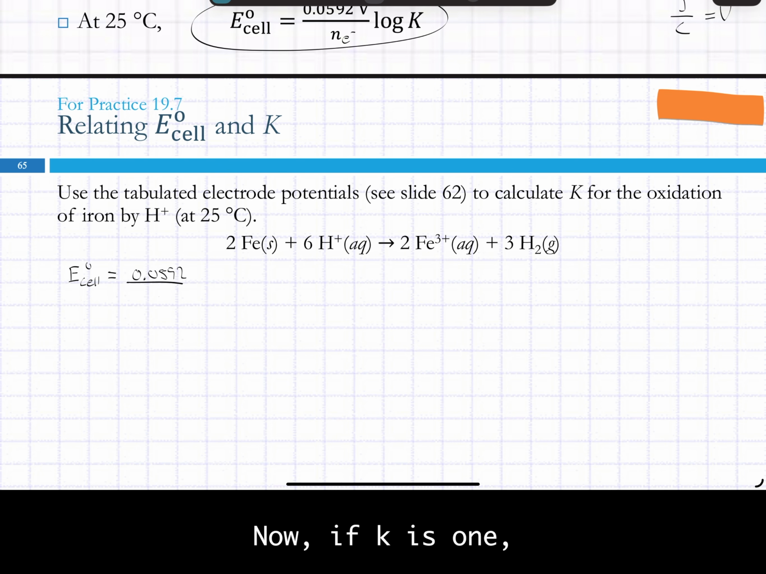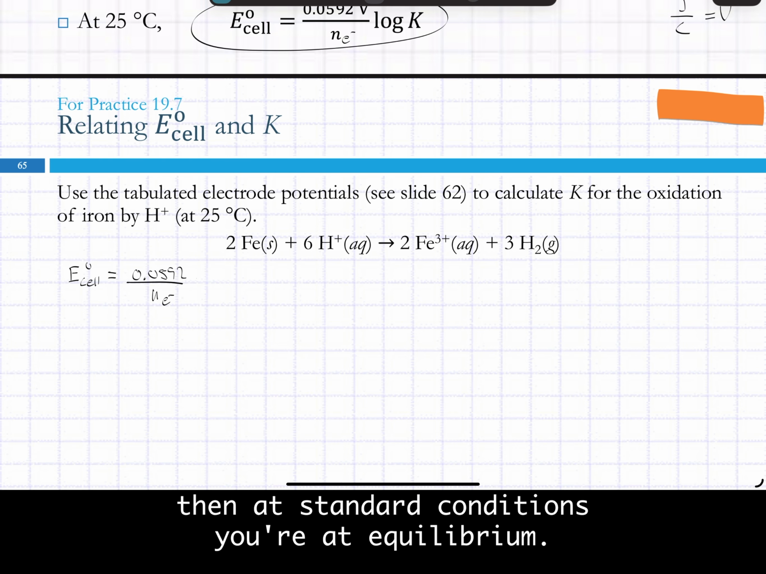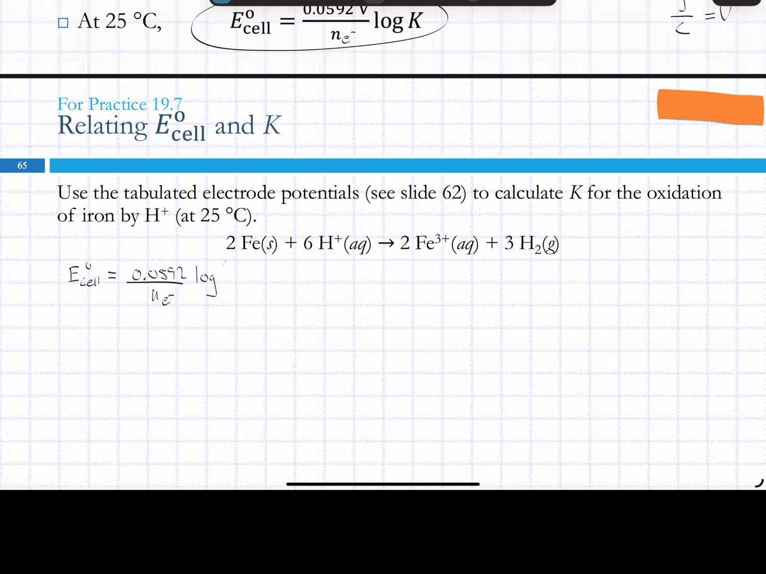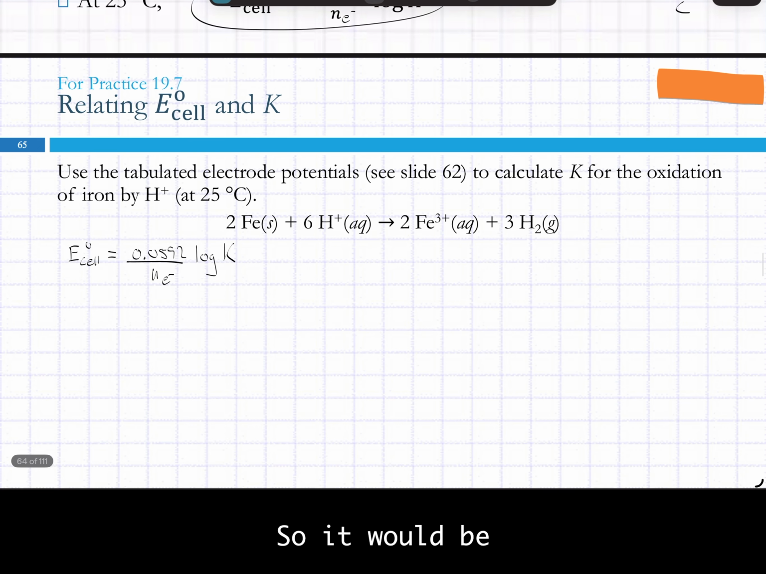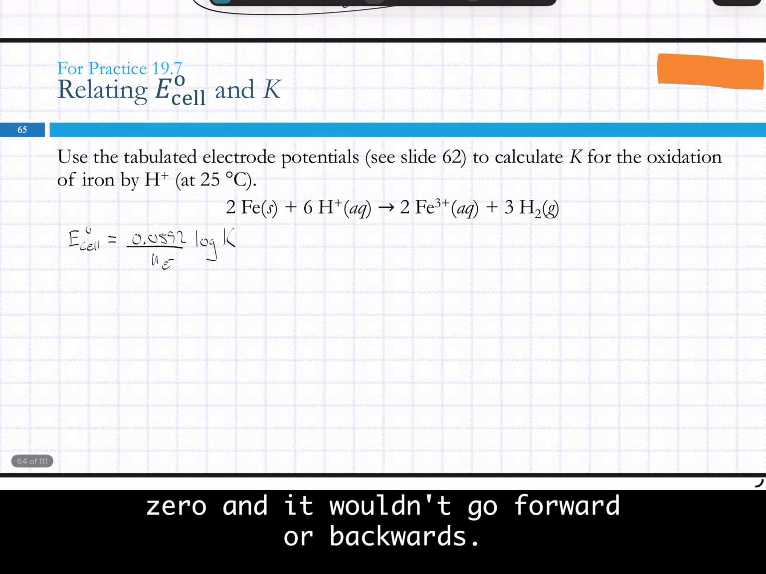Now, if K is 1, then at standard conditions, you're at equilibrium. So it would be 0, and it wouldn't go forward or backwards.